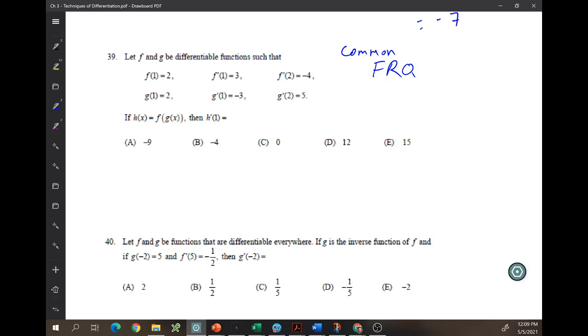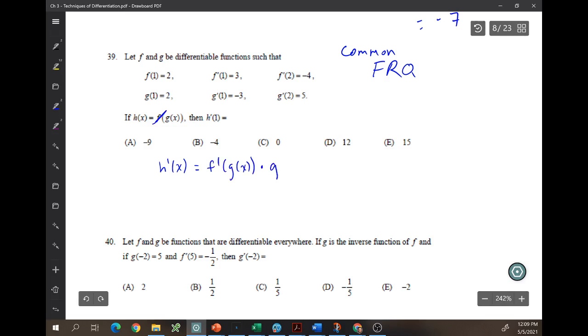So anyways, before I can do h prime of 1, I want to do h prime of x. And so this is chain rule. The outside is that f, so we'll do f prime of, leave g of x alone, and times g prime of x. And this is the formal definition for chain rule that you will see in most textbooks. It'll look something like that.